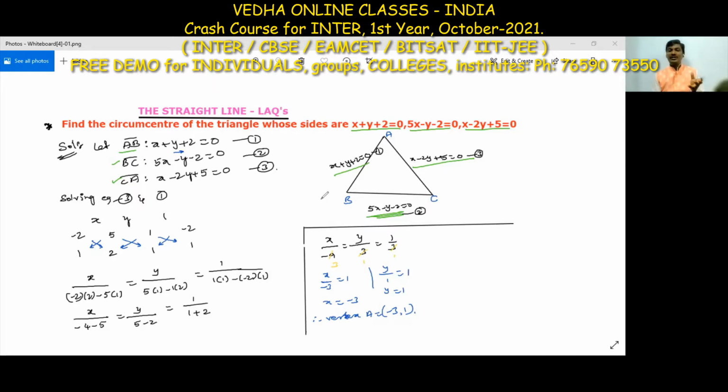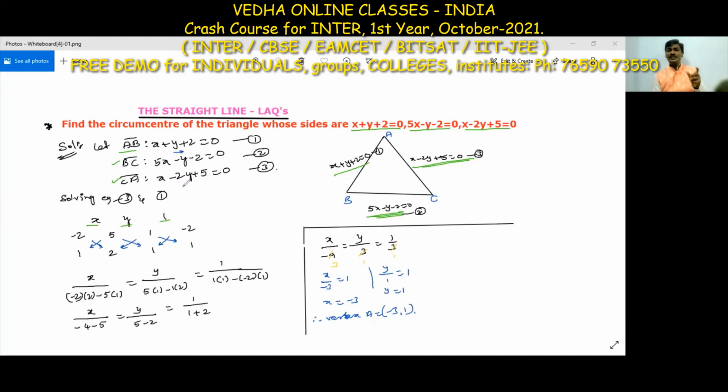Equation 3 and equation 1 are both intersecting at point A. So by solving equations 3 and 1, we get the point A. That's why now I am solving equations 3 and 1. How do we solve? We take x, y and 1.